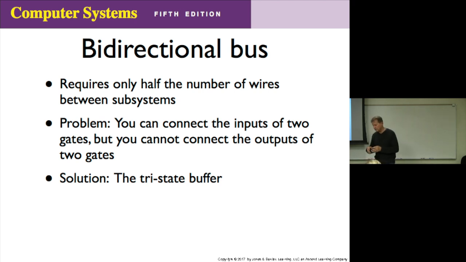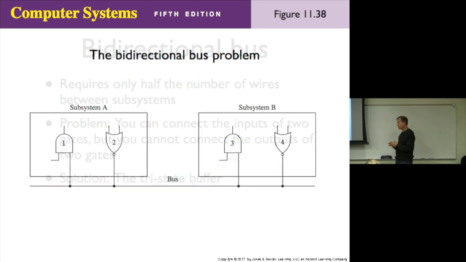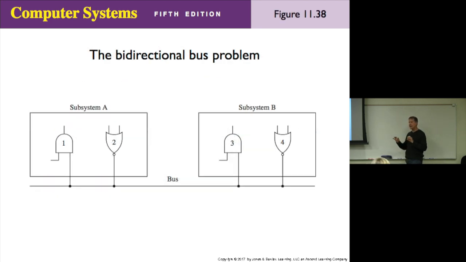Now, the next slide, figure 11.37, is a picture of a scenario of data flow between two subsystems, bidirectional. In other words, we use the same wire, whether it's going from one to the other or from the other to the one. You can imagine that subsystem A is like the CPU and subsystem B is like the memory, and then the wire between them is like a bus. Mm-hmm. Now, what we're talking about here is just one of the 32 wires, or one of the 64 wires, but the rest are alike.